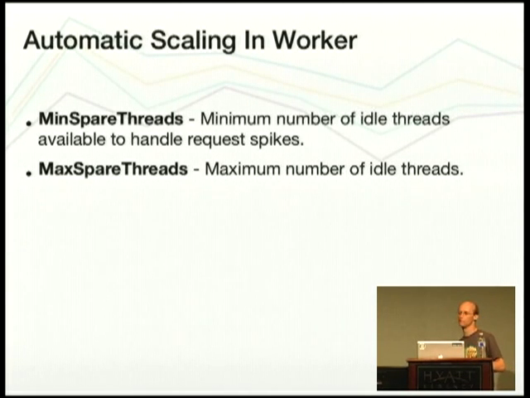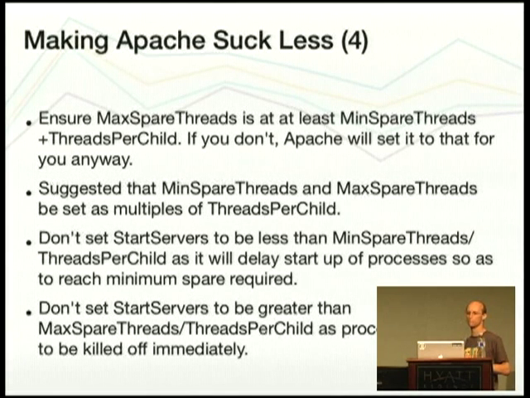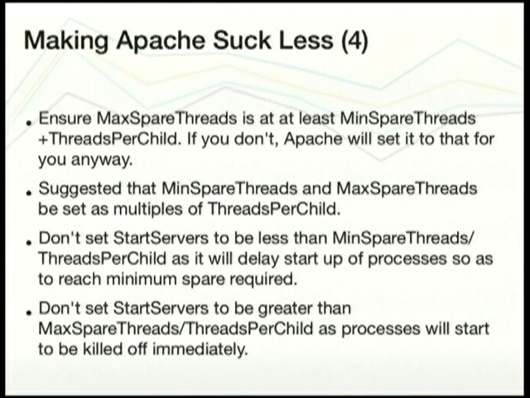Settings related to scaling when using worker MPM refer to threads, whereas with Prefork MPM they were in terms of processes. Max spare threads defaults to 250, which equates to the equivalent of 10 processes. One very important thing to note is that although these are expressed in terms of threads, Apache doesn't scale at the thread level. The number of threads per process is static. When scaling, it is the same as Prefork. A process will either be created or killed. The decision, though, is based on available threads instead.